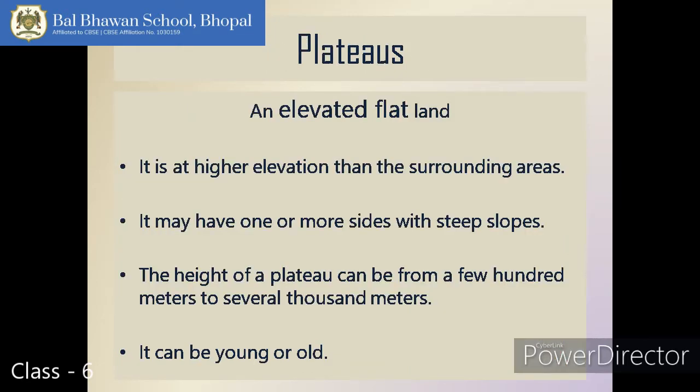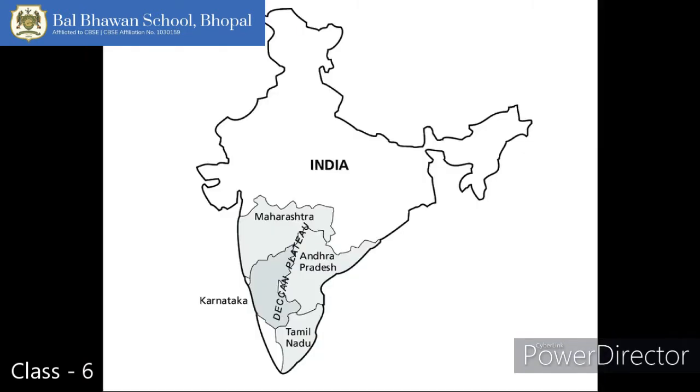It is a flat-top tableland standing above the surrounding area. A plateau may have one or more sides with steep slopes. The height of plateaus often varies from a few hundred meters to several thousand meters. Plateaus, like mountains, may be old or young. The Deccan Plateau in India is one of the oldest plateaus.